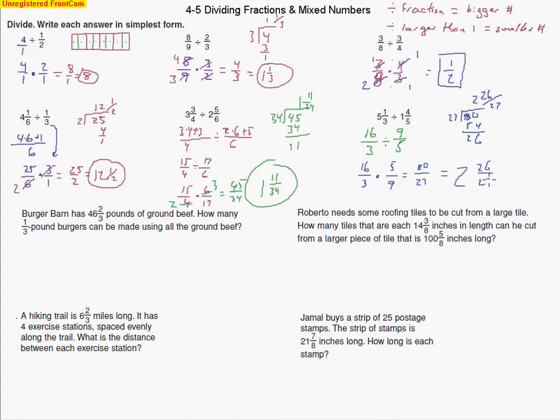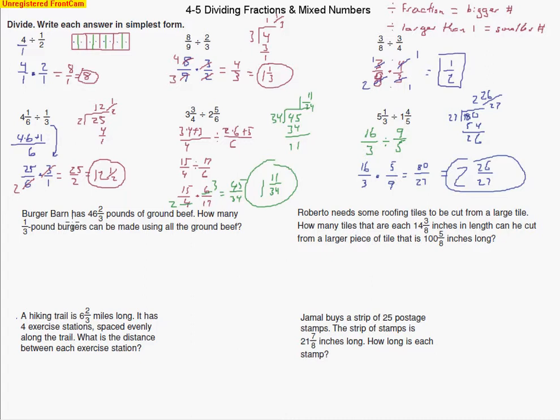So it kind of makes sense. We expect to get something a little smaller than 5 1/3 because we divided by 1 and 4/5. So it's almost like dividing 6 by 2, and that would go in there 3 times, and this is almost 3, so it kind of makes sense.